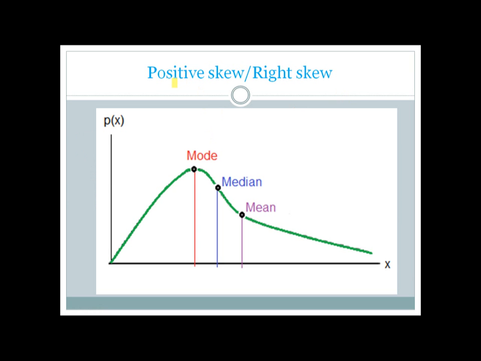Another type of non-normal distribution is positive skew, also known as right skew. In positive skew, you have a deviation from the normal distribution. A normal distribution curve looks like that, and now you have a deviation on the right side. The right side will be slanting. So the curve goes to the right side, and this is called positive skew.